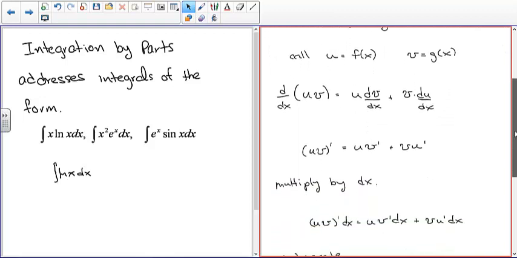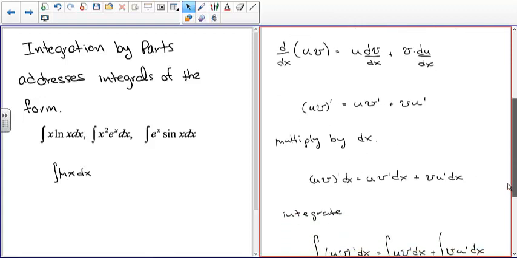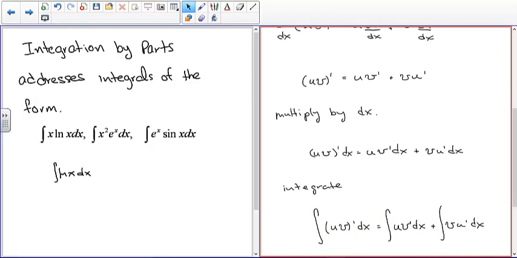So in this case, we just multiply this product rule in this notation by dx. Everything gets multiplied by dx. And then we integrate. So we're going to integrate: the integral of u times v prime dx is equal to the integral of u v prime dx plus the integral of v times u prime dx.